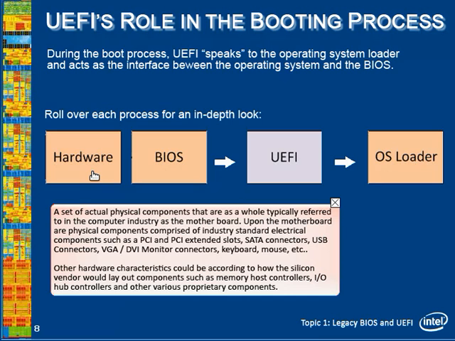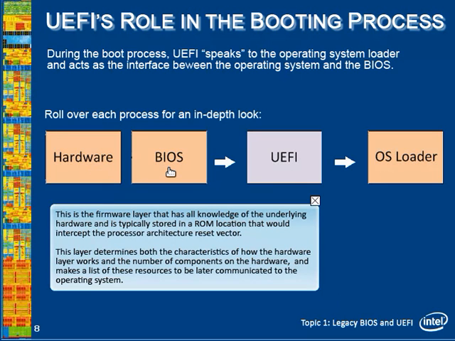Hardware is a set of actual physical components that are, as a whole, typically referred to in the computer industry as the motherboard. Upon the motherboard are physical components comprised of industry-standard electrical components such as PCI and PCI Extended slots, SATA connectors, USB connectors, VGA and DVI monitor connectors, keyboards, mice, and so on. Other hardware characteristics could be according to how the silicon vendor would lay out components such as memory host controllers, I/O hub controllers, and other various proprietary components.